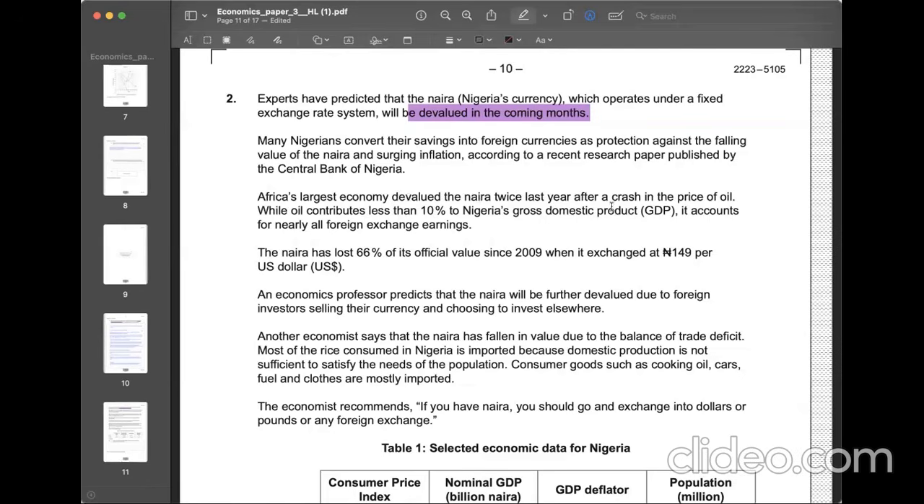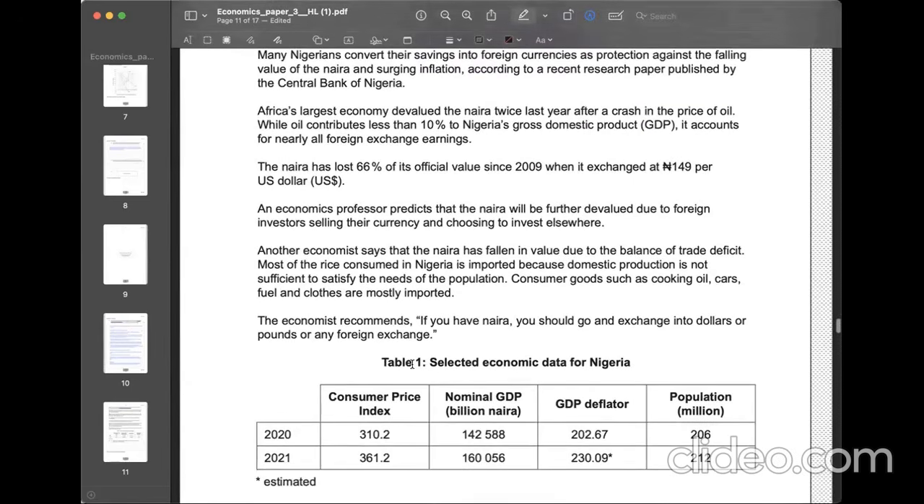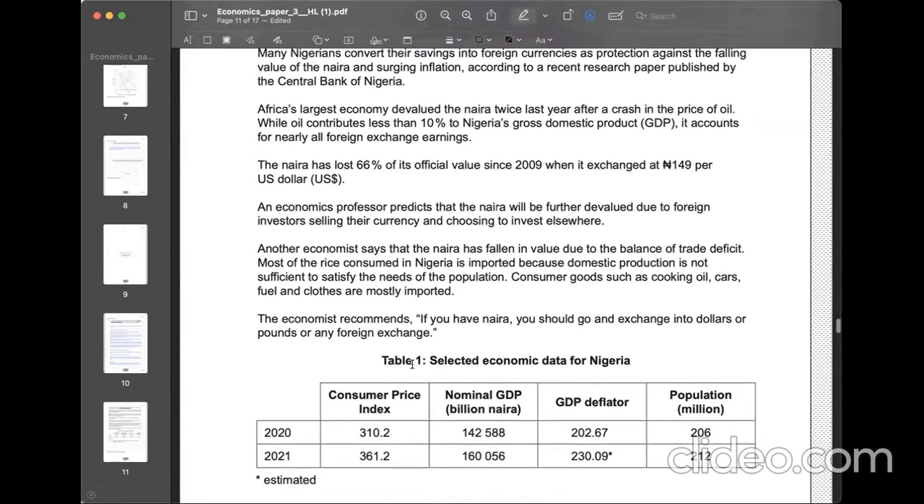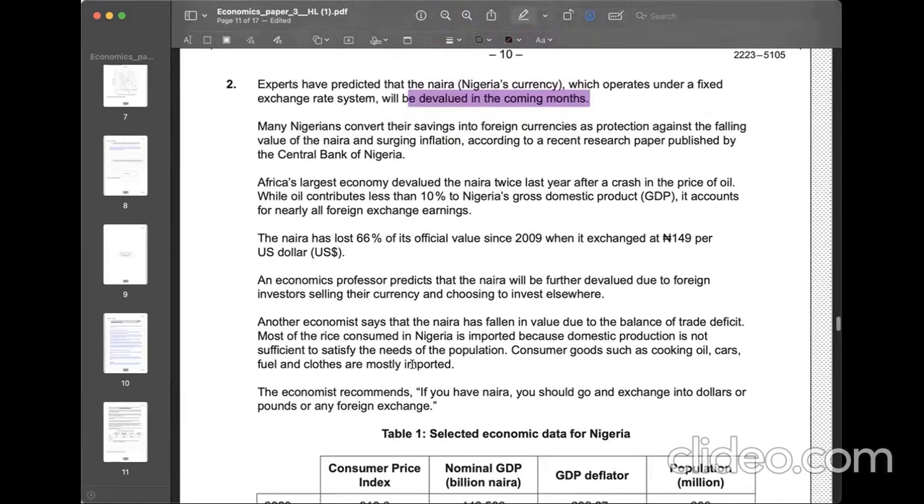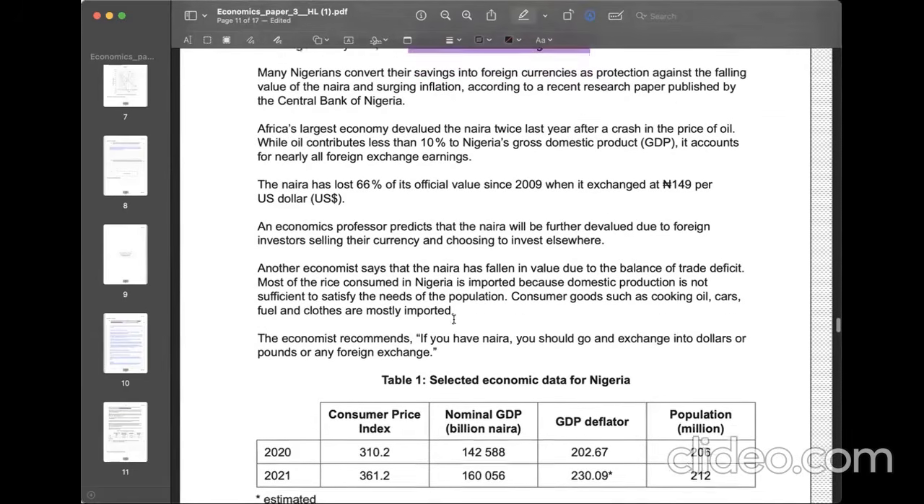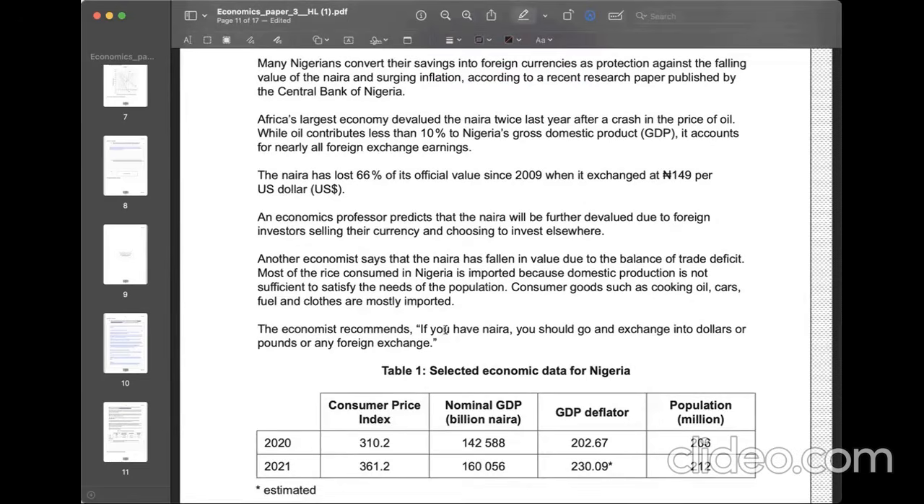Nigeria is heavily reliant on exporting oil. And since the currency value is devaluing all the time, even the domestic citizens are worried about the further decrease in value, so they are exchanging their own currency into something safer, such as US dollars or things like that. Even one economist says, if you have Naira, you should go and exchange into dollars or pounds or any other foreign currency. Why? Because your currency is losing its value.